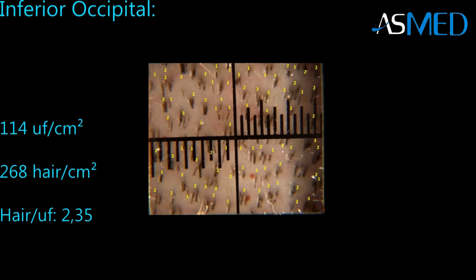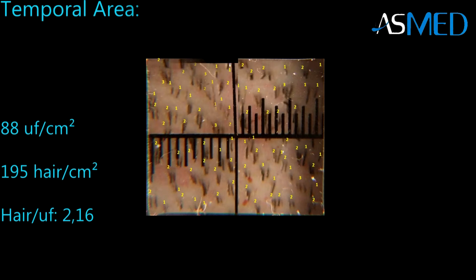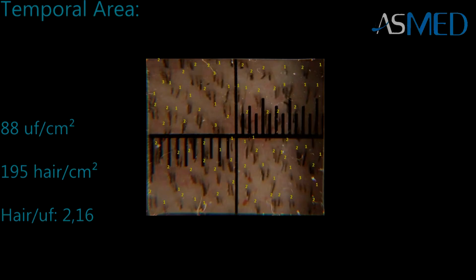Superior occipital: 119 follicular units and 269 hair per square centimeter. Average hair per follicular unit is 2.26. Inferior occipital: 114 follicular units and 268 hair per square centimeter. Average hair per follicular unit is 2.35. Temporal area: 88 follicular units and 195 hair per square centimeter. Average hair per follicular unit is 2.16.